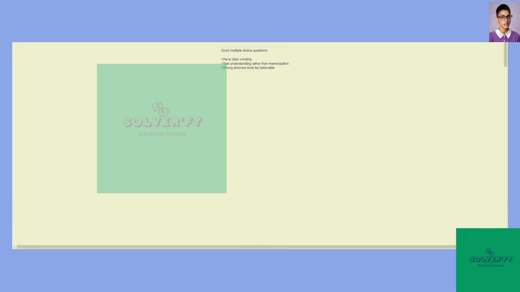I kind of try to follow a couple rules when creating multiple choice questions. So the first one is maybe the hardest, which is to create clear wording. If your question is too convoluted, it will be easy to confuse people, and they could answer incorrectly even if they know the right answer.